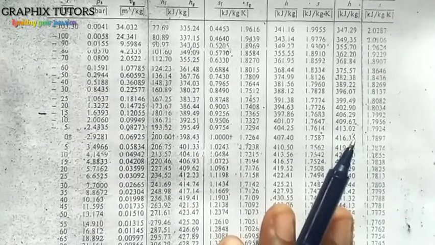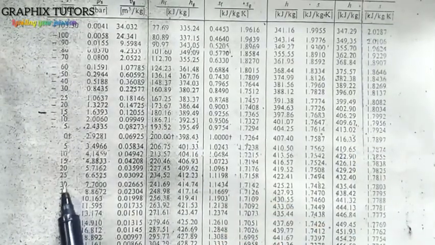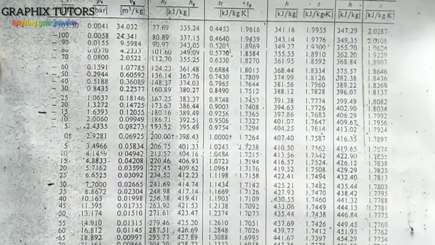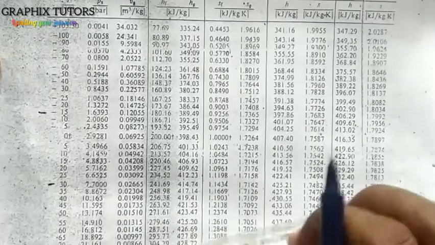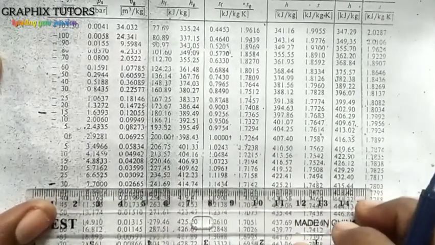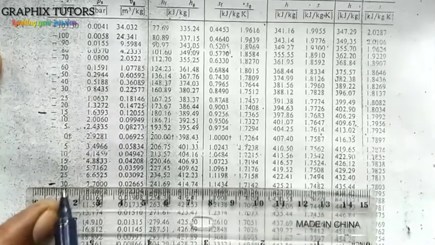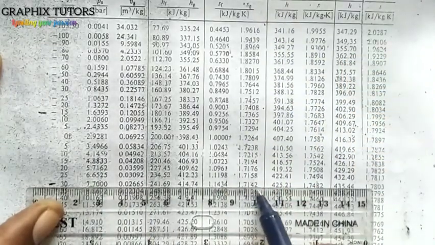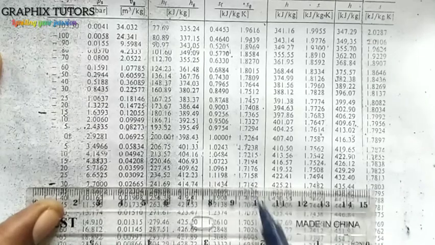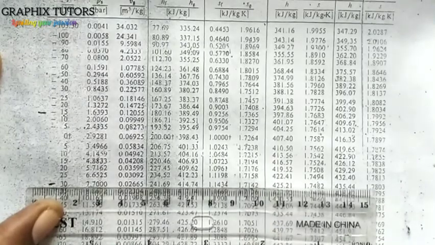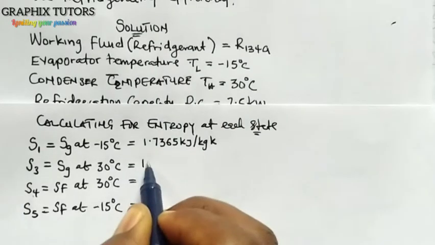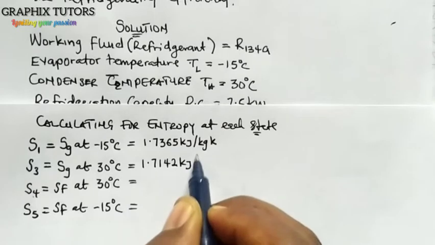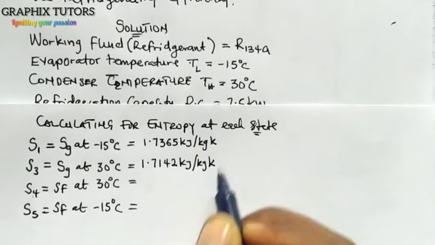right? And if you look at it very well, this is the temperature of 30 at this point here. So I'll take my meter rule, I'll put it under the 30 directly, you can see that, and I'll go to Sg at 30, and that is what? 1.7142. You can see that. This is what we have here. So 1.7142 kilojoule per kilogram Kelvin.